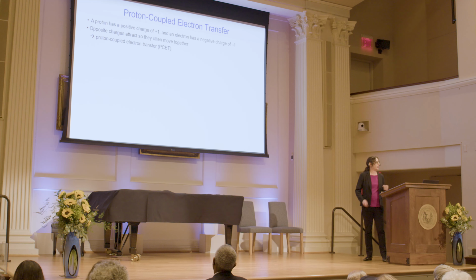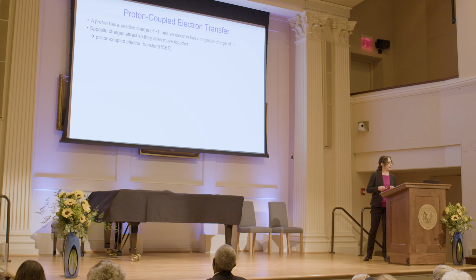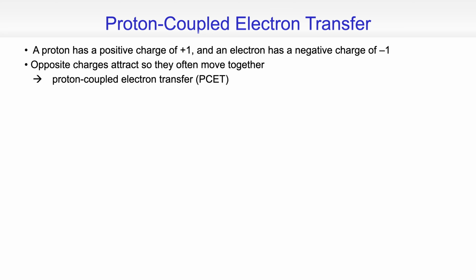Now, I already mentioned that a proton is a positive charge of +1, the electron is a negative charge of -1, and opposite charges attract. So it turns out that many times the proton and the electron will move together. And that leads to this phenomenon that's called proton-coupled electron transfer, or PCET.